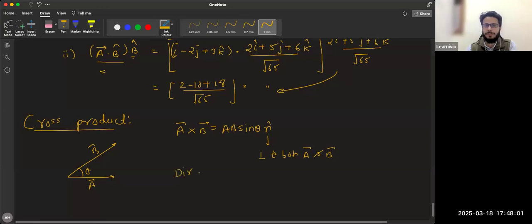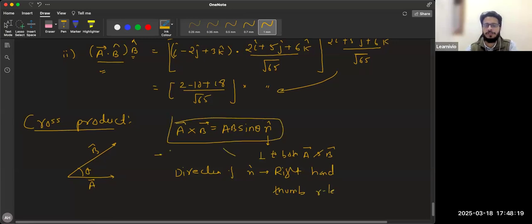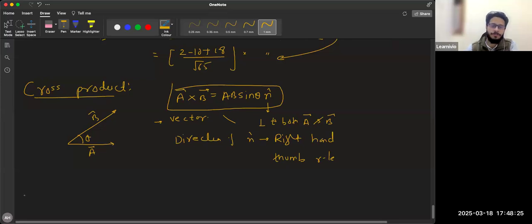The direction of n cap is given by the right hand thumb rule. Now here the result is not a scalar. The result is a vector quantity. The cross product result is a vector quantity.